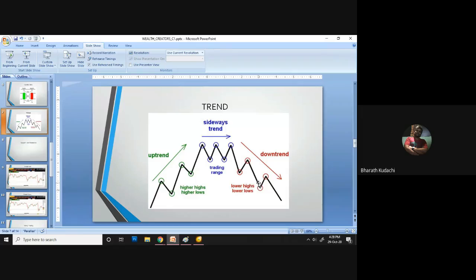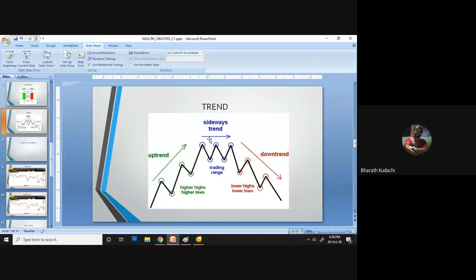Means every day we are going to decline. It is going to decline, then it is a downtrend. Opposite of that, we have the uptrend. If I have green candles, if I have continuous green candles, then it is an uptrend. What if I have green as well as red candles at the same time and I am at the same level? Then it is called a sideways trend.